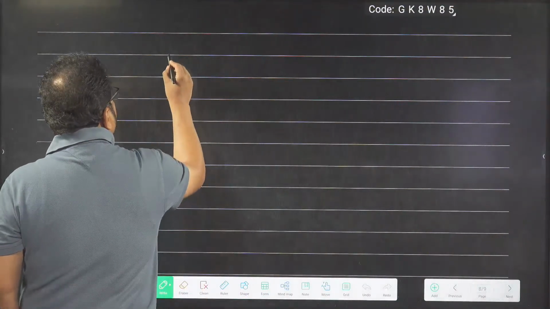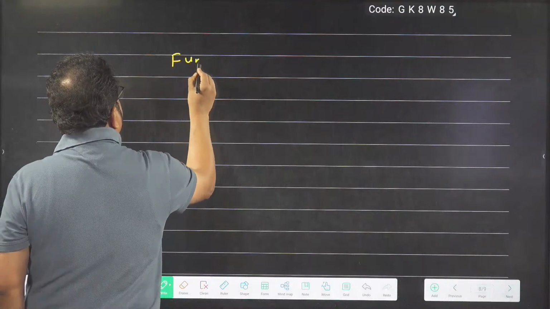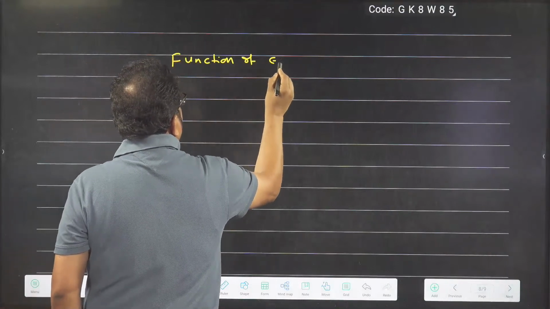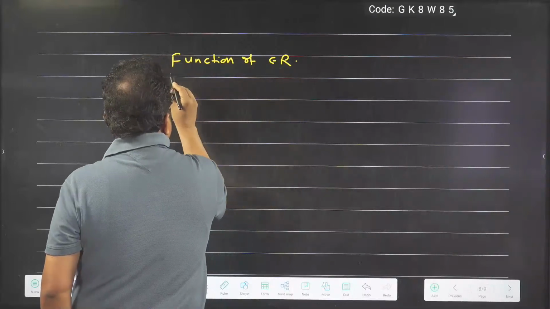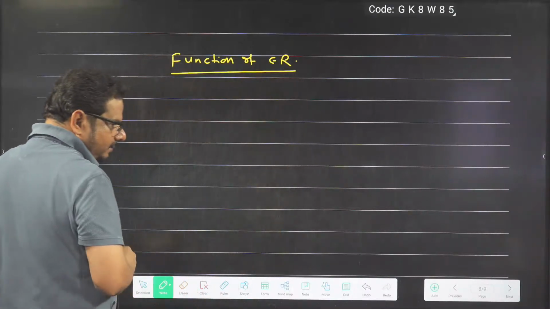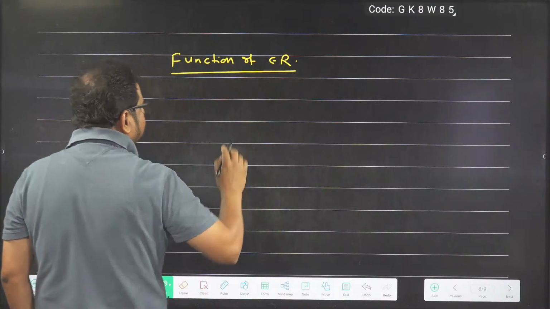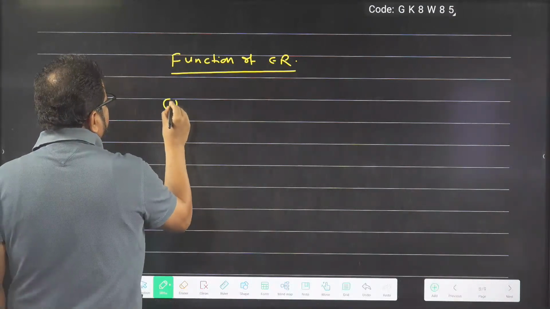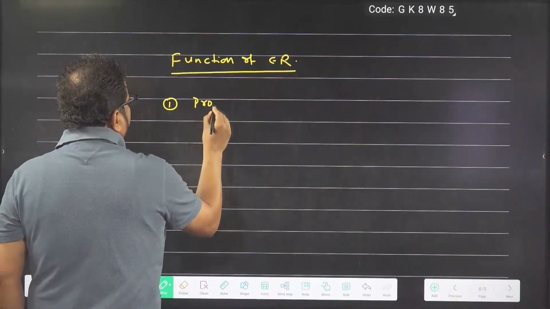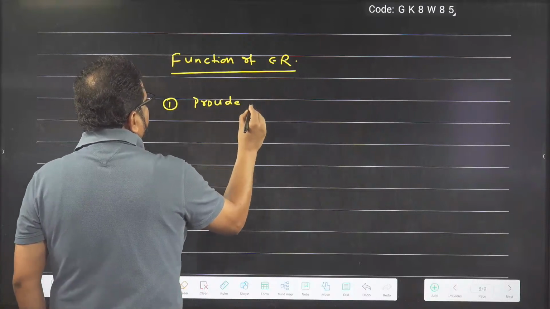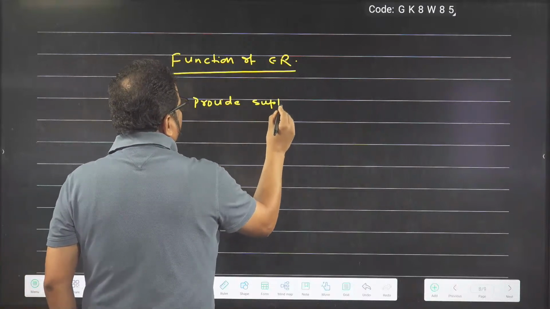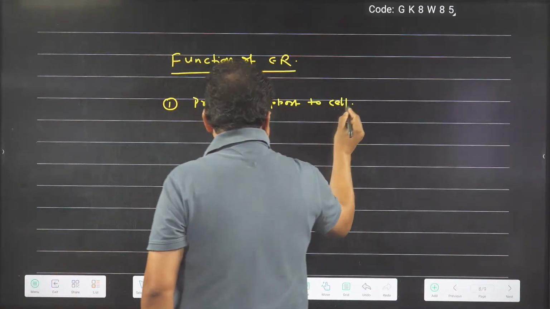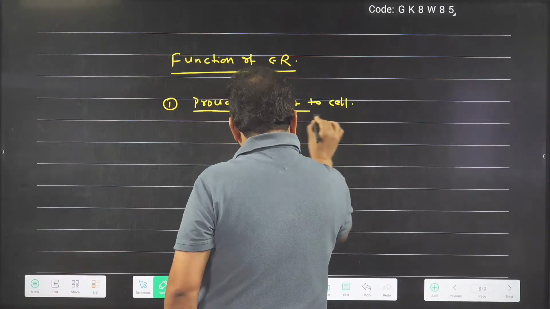I am telling about the function of ER, and here I will write a combined function. Endoplasmic reticulum. First function I am writing: provide support to the cell. But these words are not written in NCERT, use it wisely.